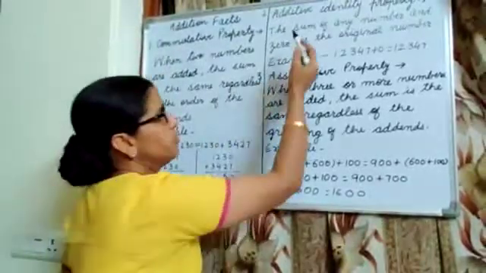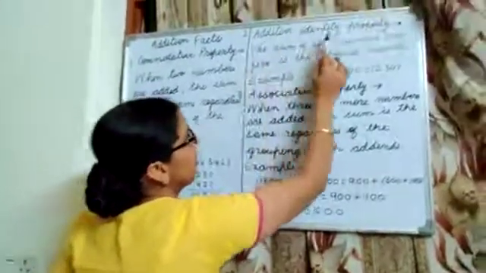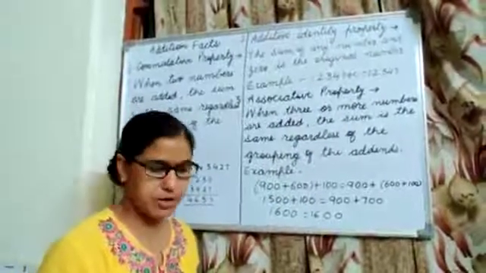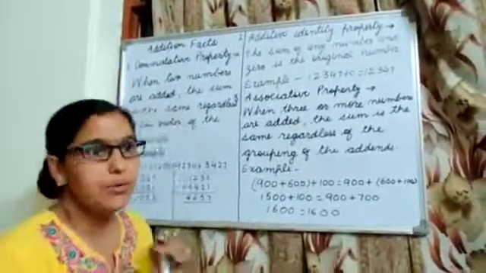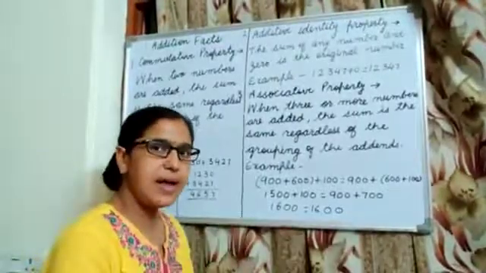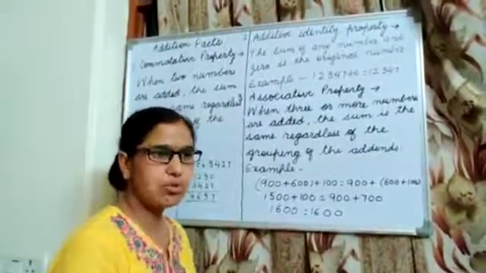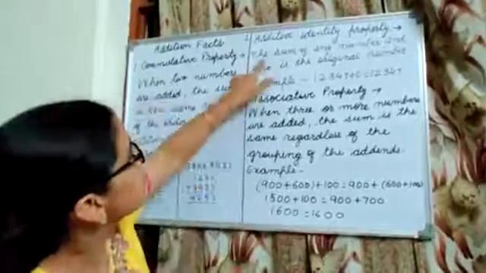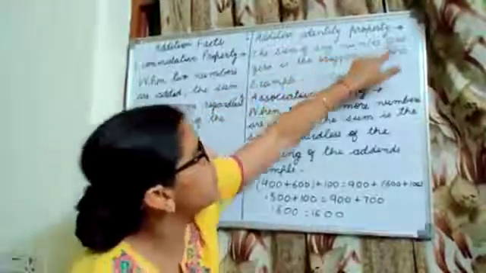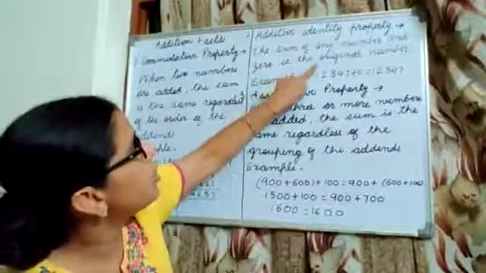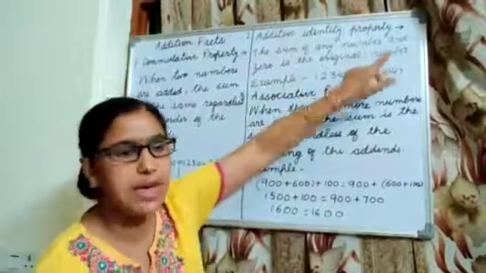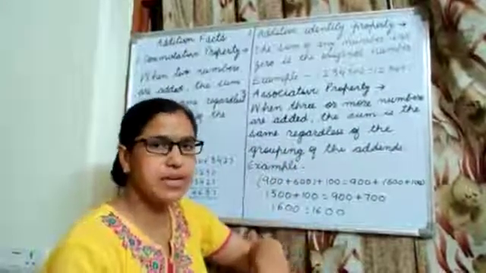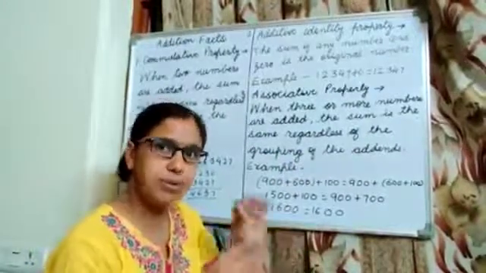Our next property is the additive identity property. What is the meaning of additive identity property? It means what number we can add to the given number so that our answer remains the same. The sum of any number and 0 is the original number, which means if we add 0 to the given number, our answer will be the same.